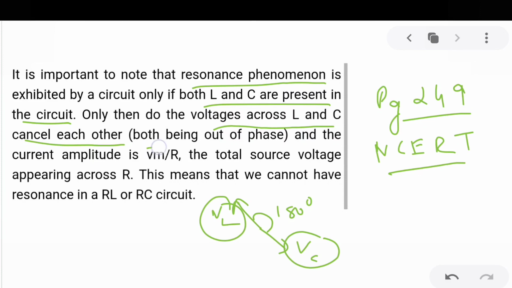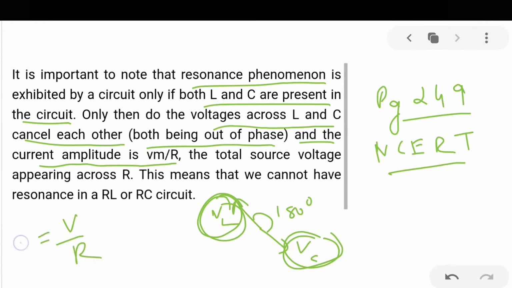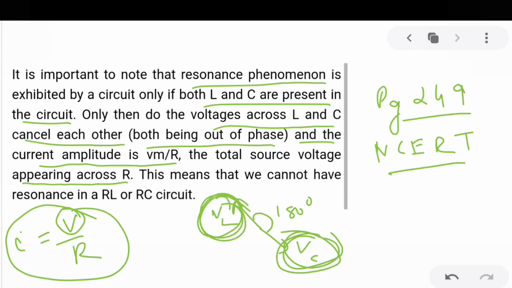Both being out of phase, VL and VC cancel, and the current amplitude is Vm by R. For us we have written it as V by R. This is the current at resonance, and the total source voltage appears across R, meaning the entire voltage is dropped across R because VL and VC are cancelled out. This means that we cannot have resonance in an RL or RC circuit. Why can this not occur?